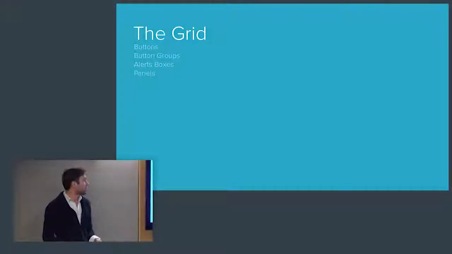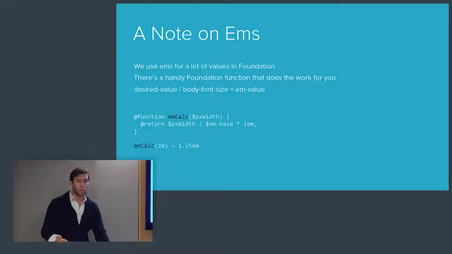A quick note on ems. We use ems quite a bit in Foundation to calculate values. They can be kind of a pain to work with. Some people aren't comfortable working with ems and like to use pixel values or some other unit values. We have a function in Foundation to help you out with that called mcalc. It takes your desired value, so if you want to use pixel units or anything, it divides that by the body font size and it spits out an em value. So you can do mcalc 12 pixels, and it will give you the em value for that.